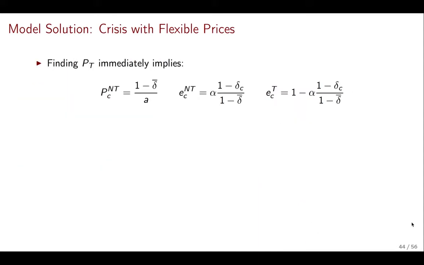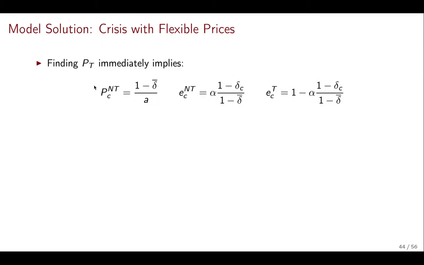Once we have this value for PT, we can use the relative price equation to get the value for the price in the non-tradable sector. Something very interesting happens here. Even though the value of the non-tradable sector price could be different across counties, all counties have the same relative price of tradable to non-tradable, and the tradable price is the same in all counties, so the non-tradable price also needs to be the same in all counties.